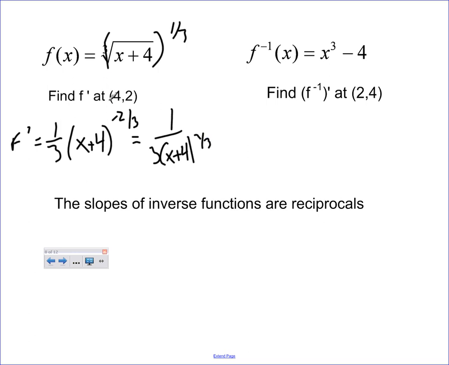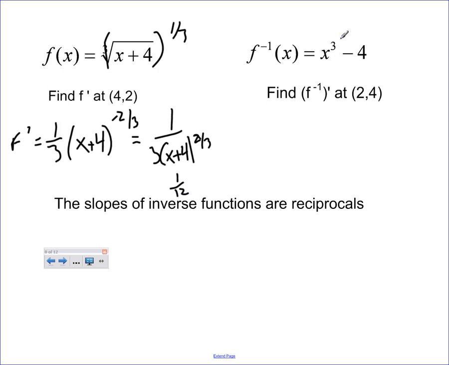So I want to evaluate that when x is 4. When x is 4, 4 plus 4 is 8. 8 squared, that's what this 2 does, is 64. The 3 says take the cube root. Cube root of 64 is 4. So I have 1 over 3 times 4, which is 1 over 12.